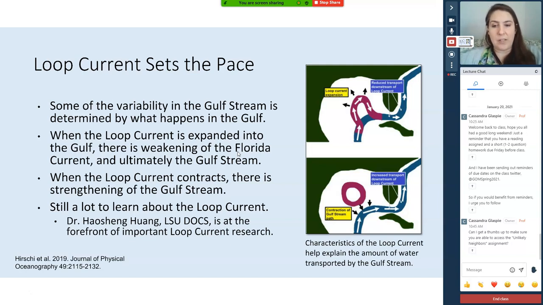And so we actually have some of the preeminent scientists studying the Loop Current at OSU. In the Department of Oceanography and Coastal Sciences, we have Dr. Haosheng Huang, who is at the forefront of important Loop Current research. There's actually been a lot of money in the past few years to develop better predictive models for the Loop Current and to understand why it forms eddies, when it's at different locations in the Gulf of Mexico, those kinds of things, and its impacts on the Gulf Stream.